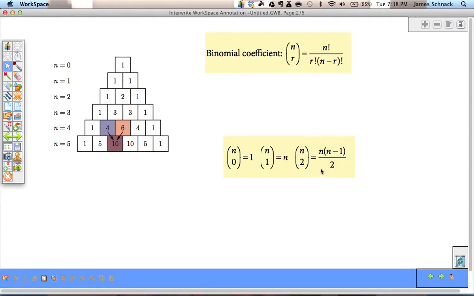And this one isn't as important, but anything choose 2 will be n times n minus 1 over 2. And there's actually one that I like to think of and remember: n choose n is also equal to 1. So these are useful, but we can always find them using our formula up here.